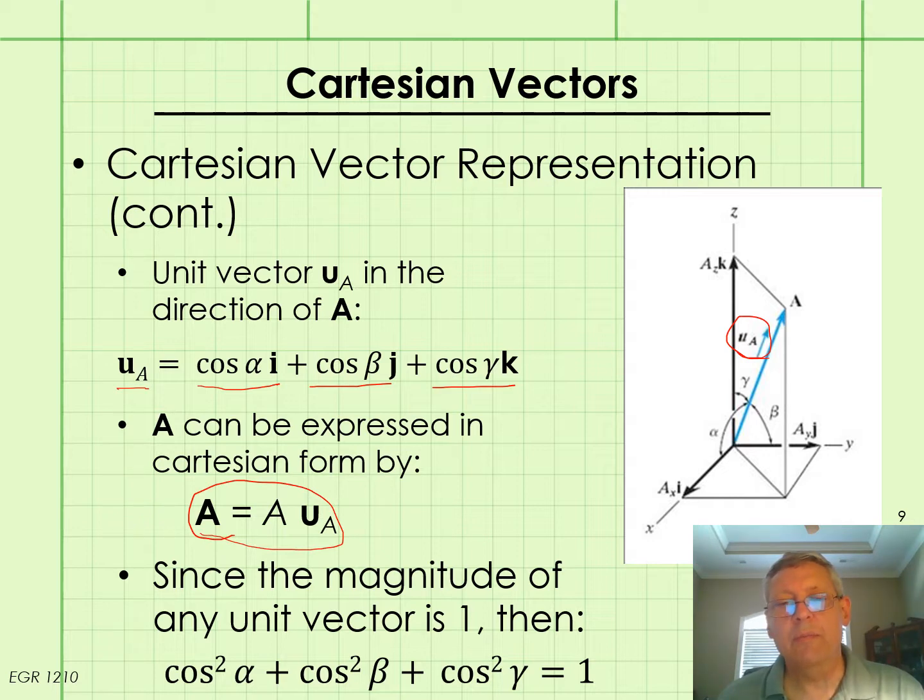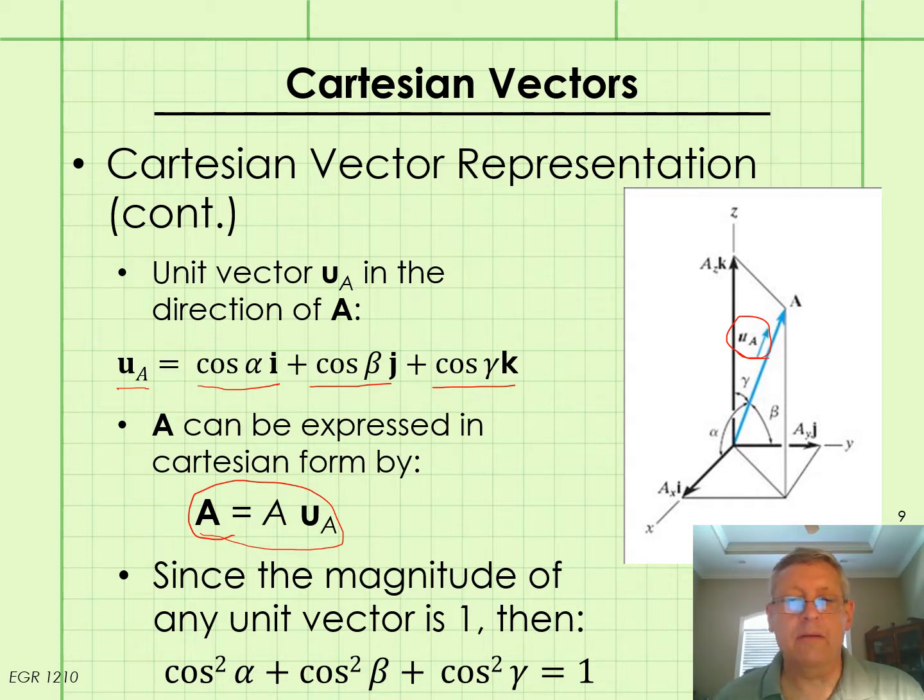So this is one method. If we know the coordinate direction angles or the direction cosines, this is one method we can use to express a given vector in its Cartesian form, which we can then use for Cartesian vector addition, which we're going to talk about on the next slide.